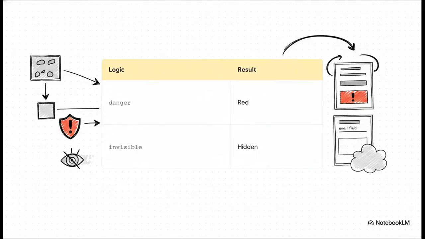But wait, it gets better. We can actually handle dynamic logic directly in the XML. By adding an attribute like decoration-danger equals state equals draft, the UI responds instantly. Like rows will turn red automatically based on the record state.